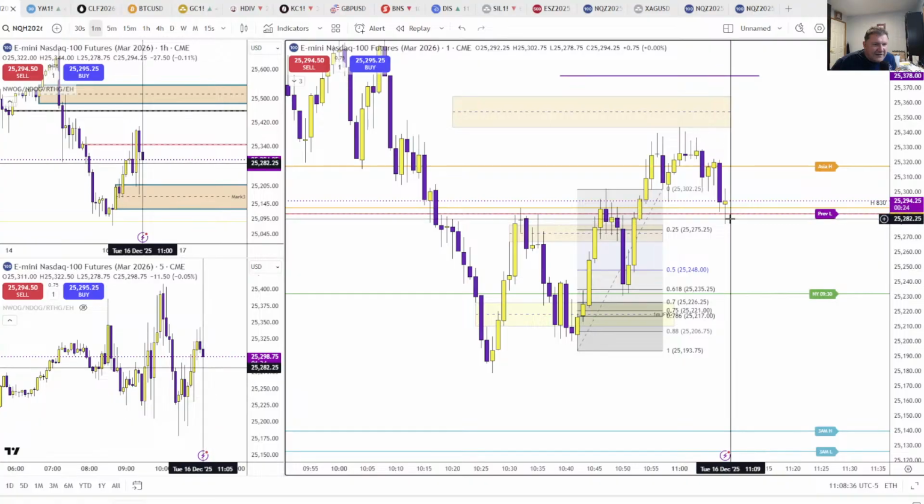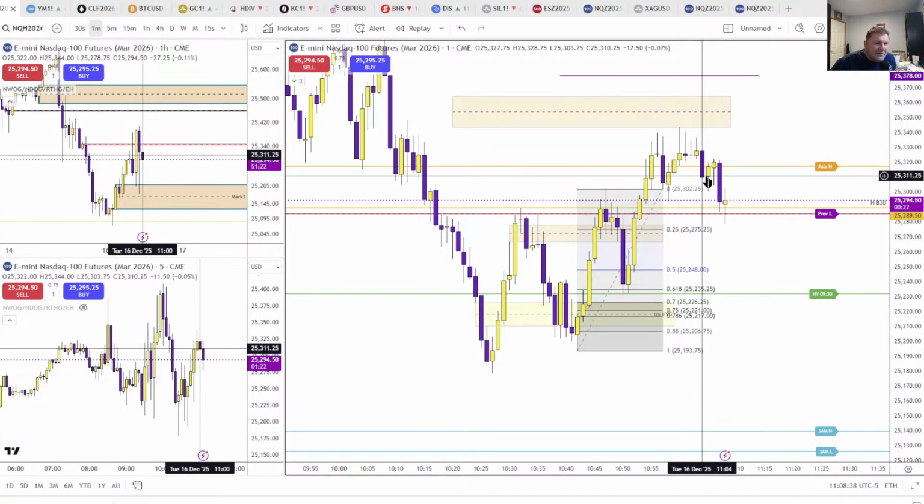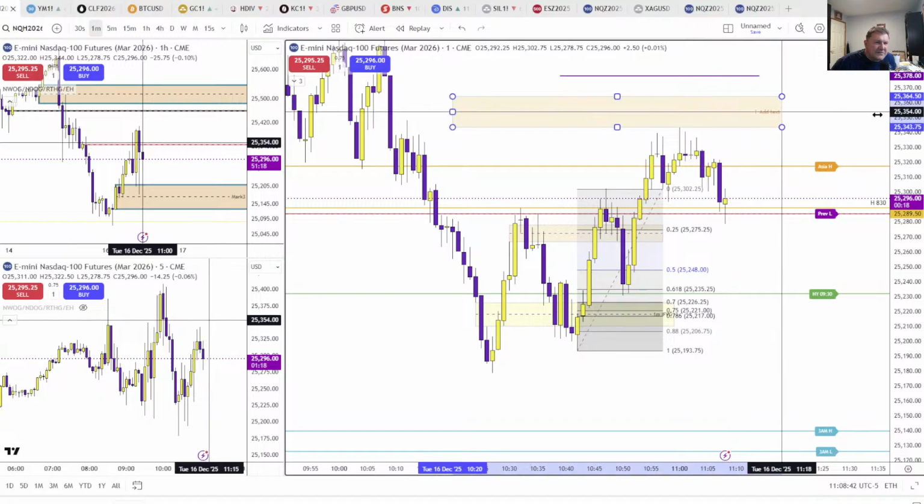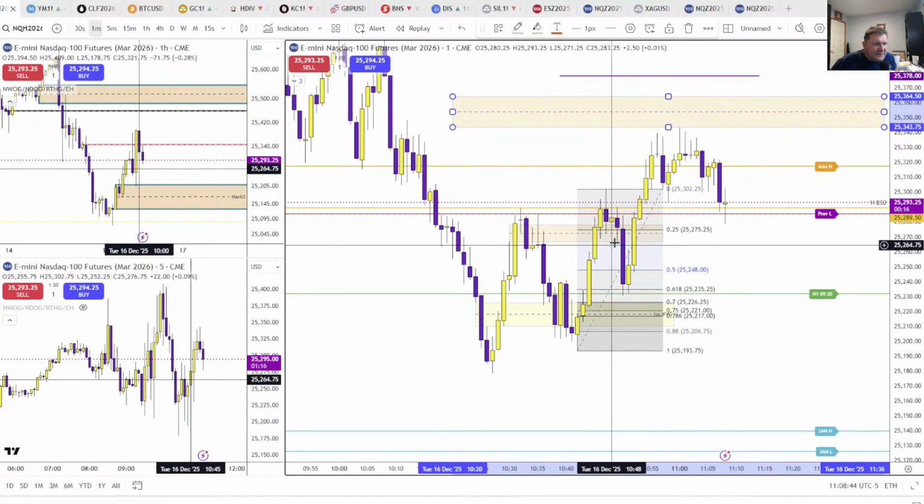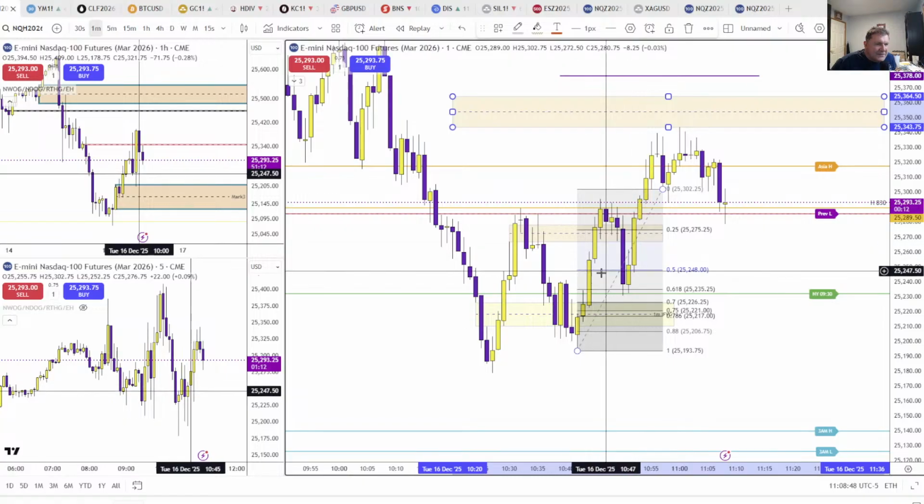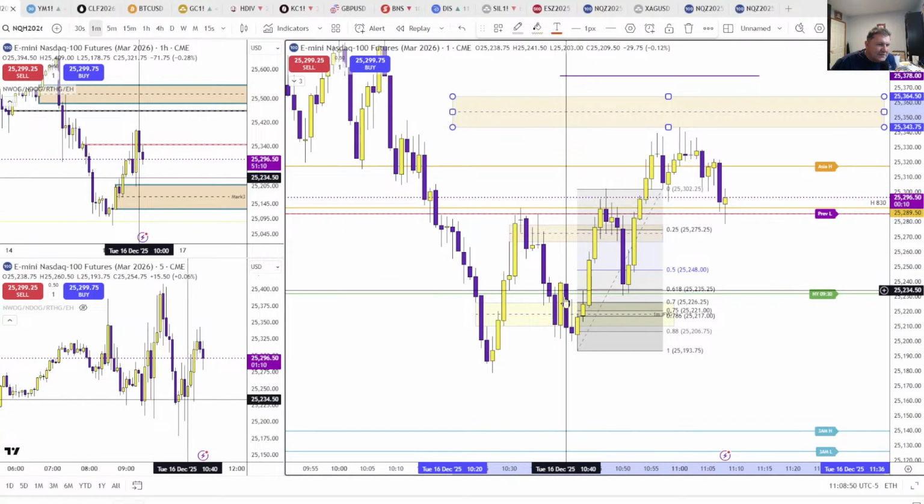That's been hit. Now you want to see it close back through this little bull trap right here. Get up on top of it and then start pushing for this again. If it doesn't, it's going to look for this little dude right here. And if that lets go, we're looking for this dude. And if that lets go, we're looking for this dude.